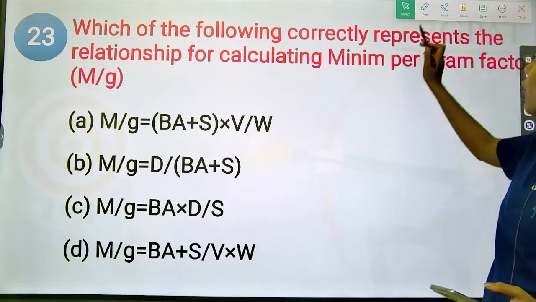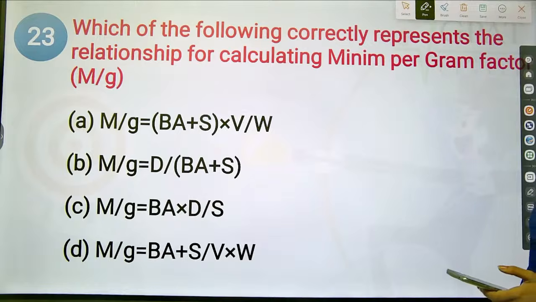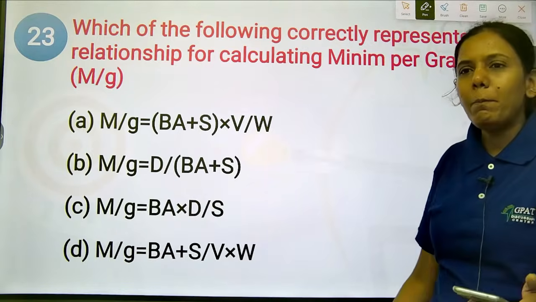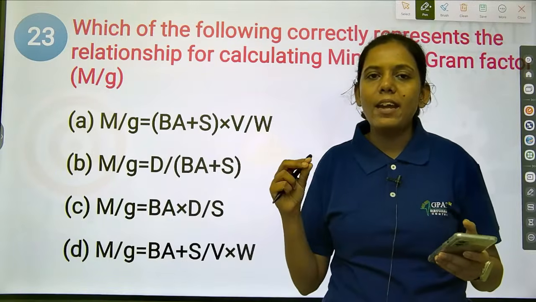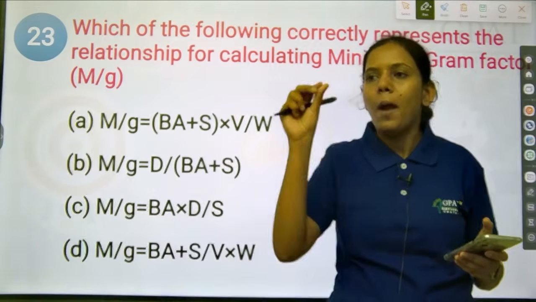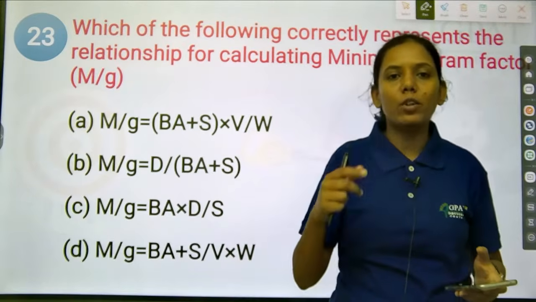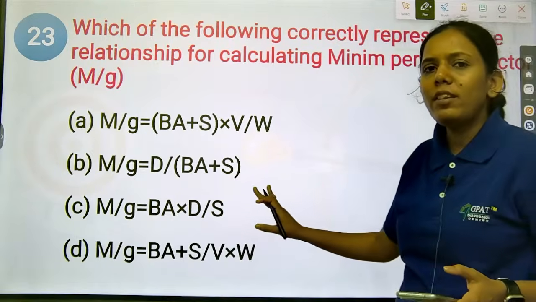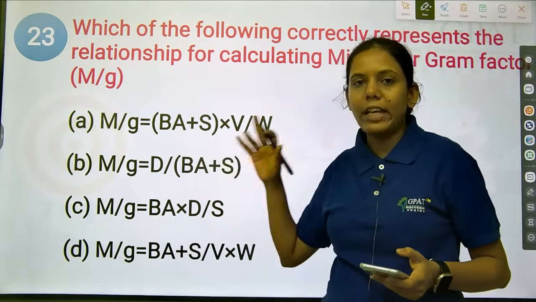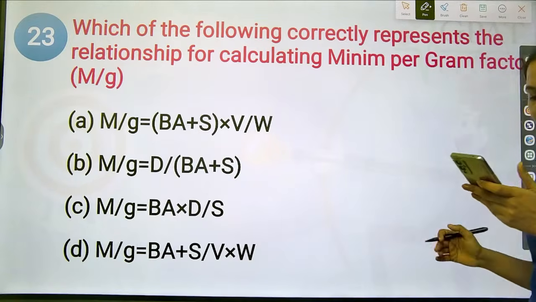Next is, which of the following correctly represents the relationship for calculating the minim per gram factor? Minim per gram factor is when you mix a certain kind of liquid and a certain kind of solid together to give a capsulatable mixture to fill into the hard gelatin capsule. So what is the formula for that? Based on this, there is one example also. I will tell you how to solve. It is very easy, but for that you should know the formula.